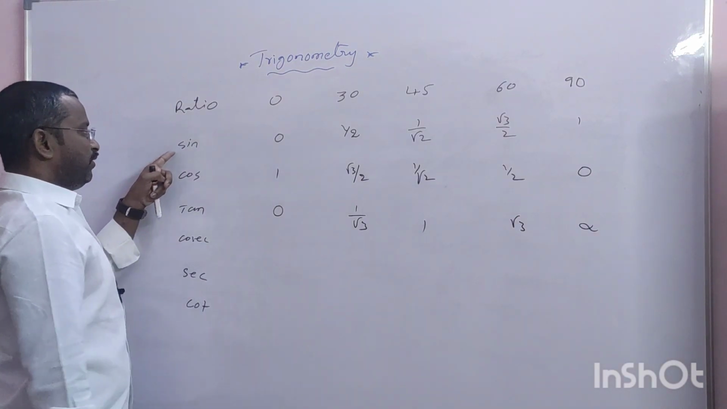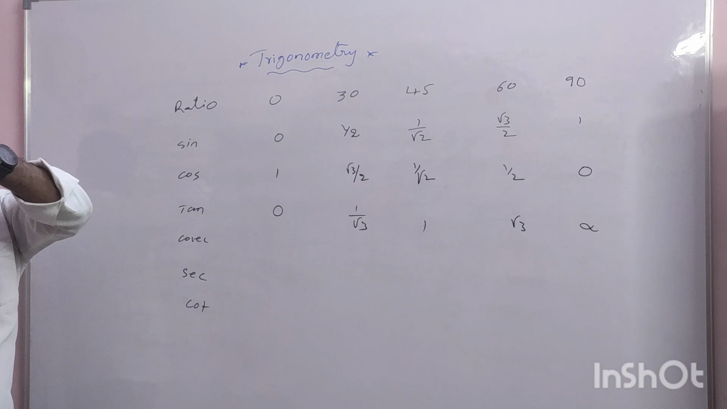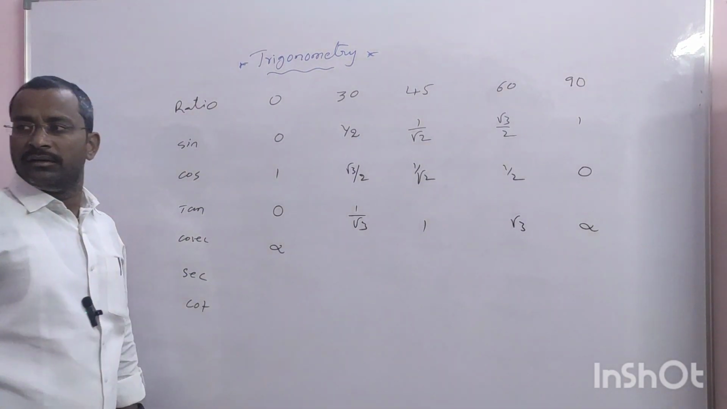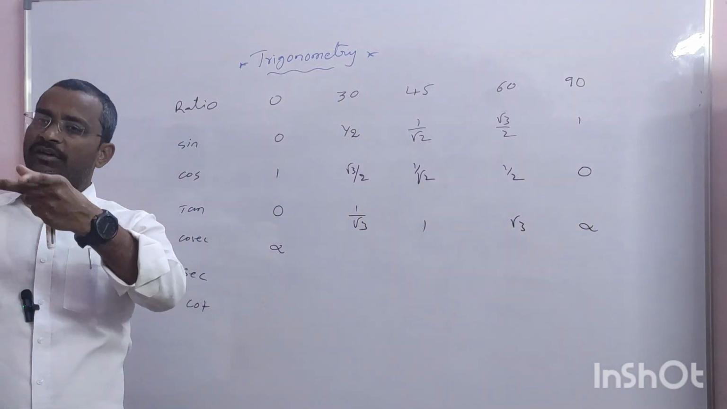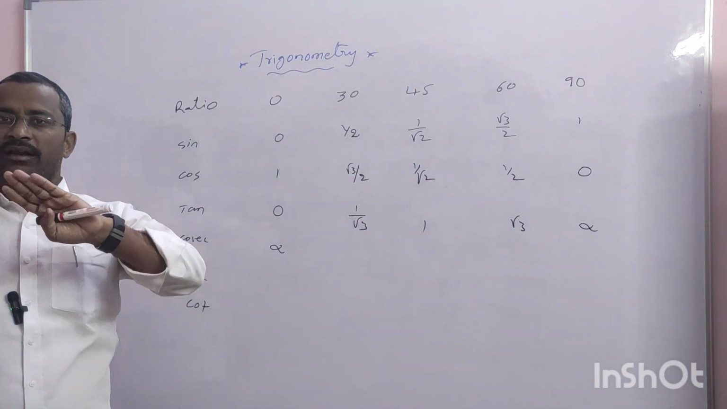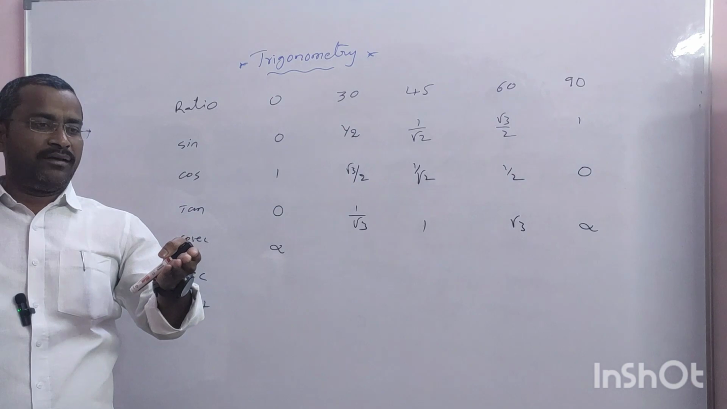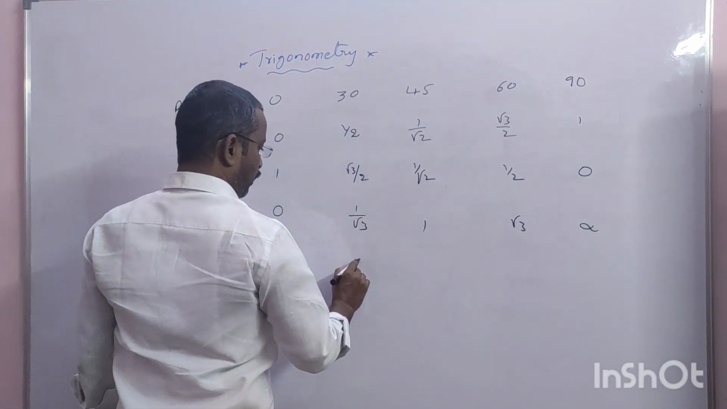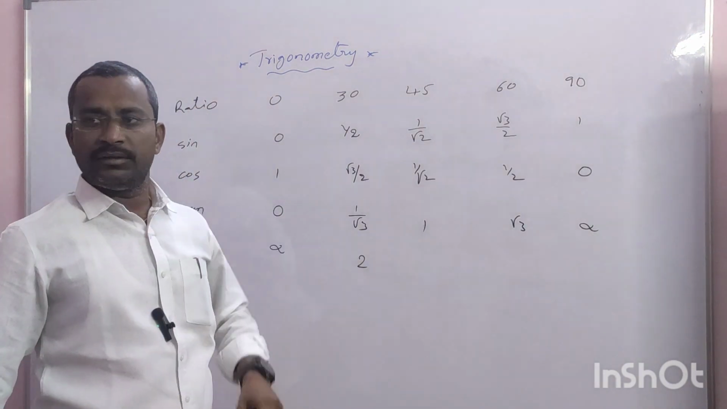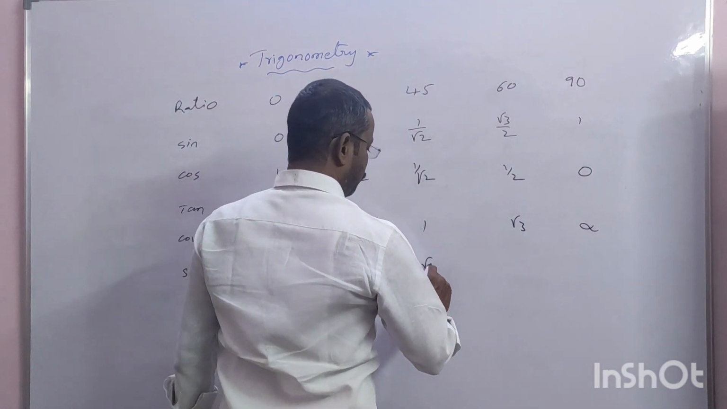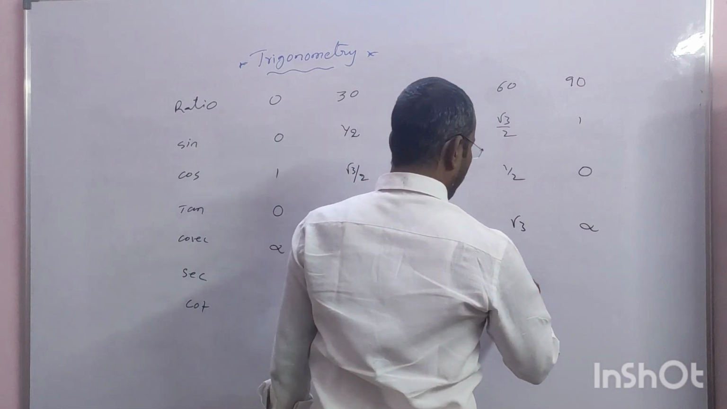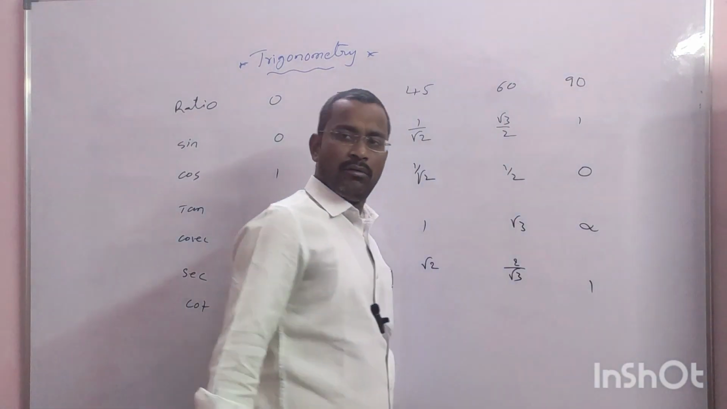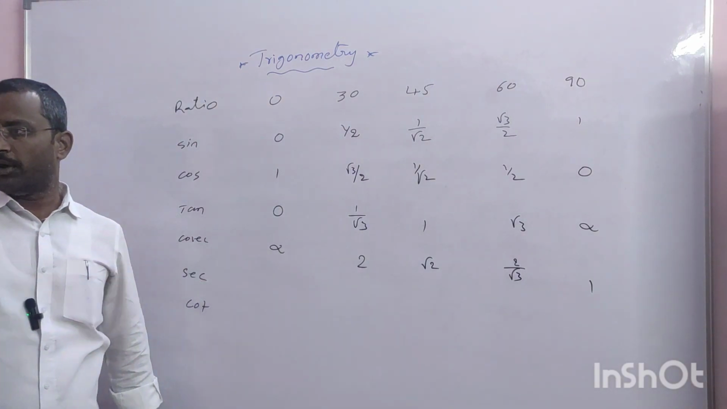Cosec means reciprocal of sine. Reciprocal means reverse. Reciprocal of 0 is always infinite and reciprocal of infinite is always 0. Did you get my point? Reciprocal of 1 by 2 is 2, reciprocal of 1 by root 2 is root 2, reciprocal of root 3 by 2 is 2 by root 3, and reciprocal of 1 is always 1 only.